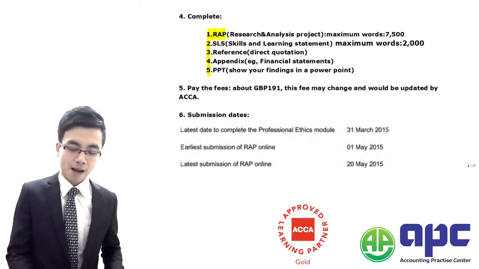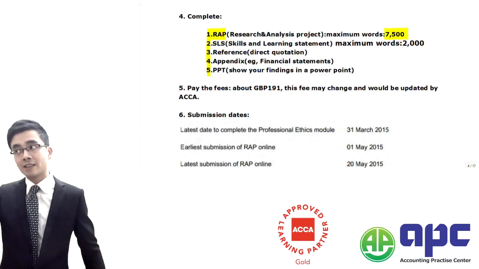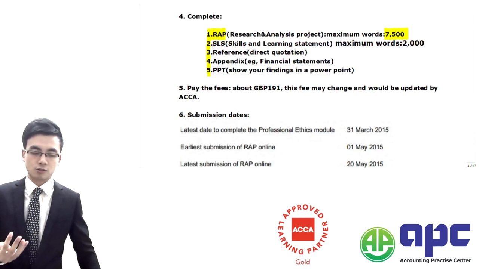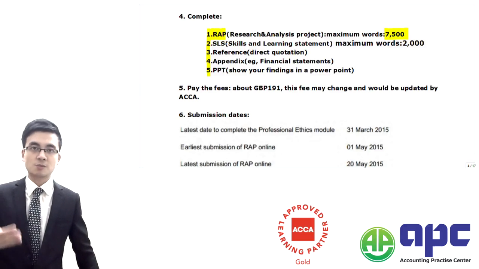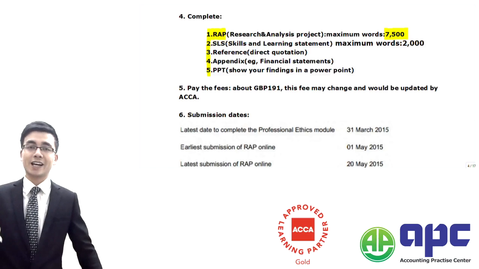7,500 words as a maximum. You cannot exceed this word limit. Of course, in the next part of this video, we're going to talk about how we're going to structure our project, how we're going to structure this particular report. And for each of these reports, you cannot exceed the maximum word limit as well.